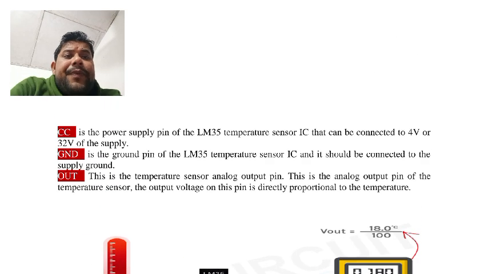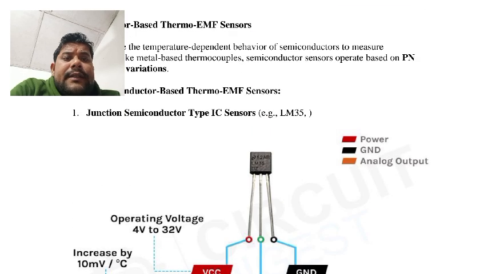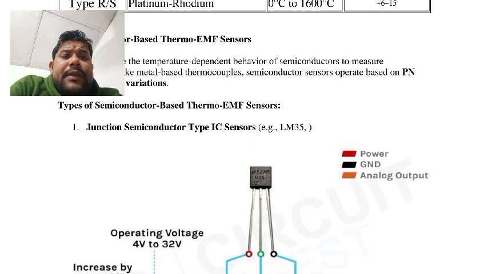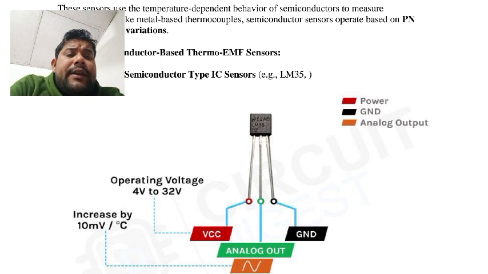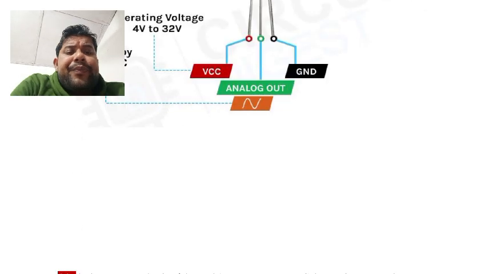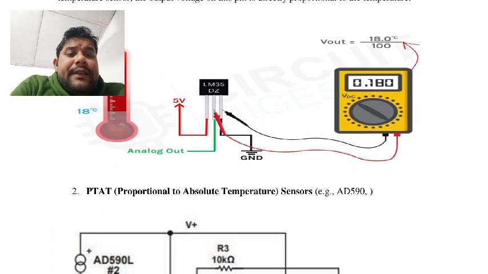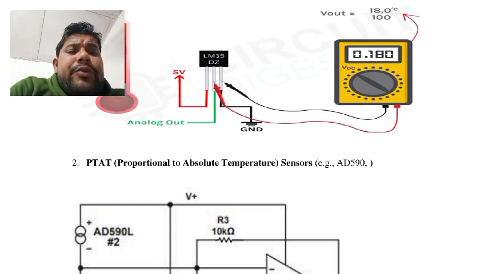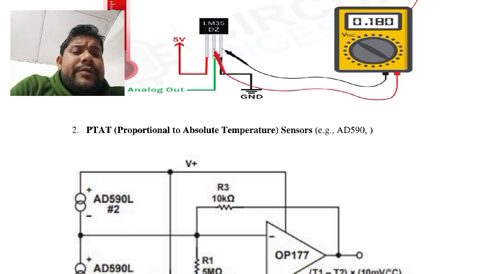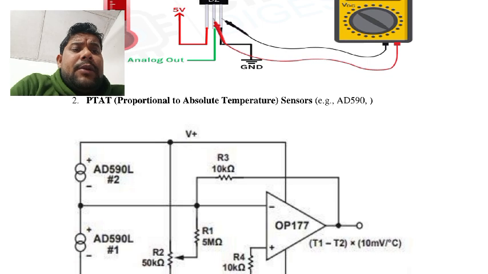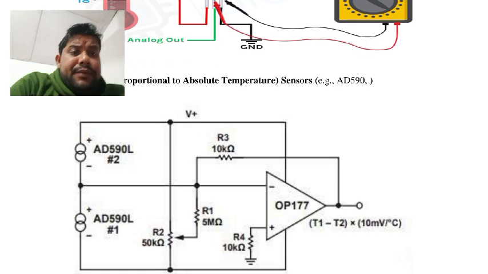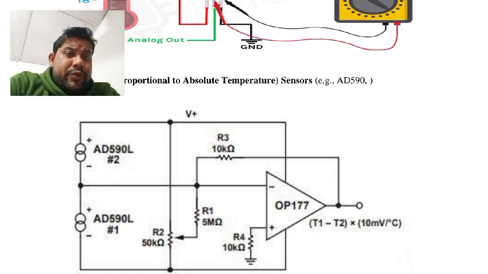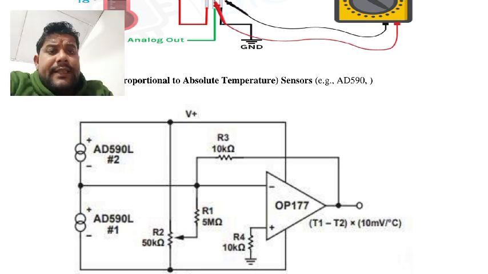So this is the type of semiconductor based on thermo EMF junction type semiconductor that uses LM35 ICs. Second is proportional to absolute temperature. This is another circuit, for example, temperature proportional to absolute temperature. And this is the IC.